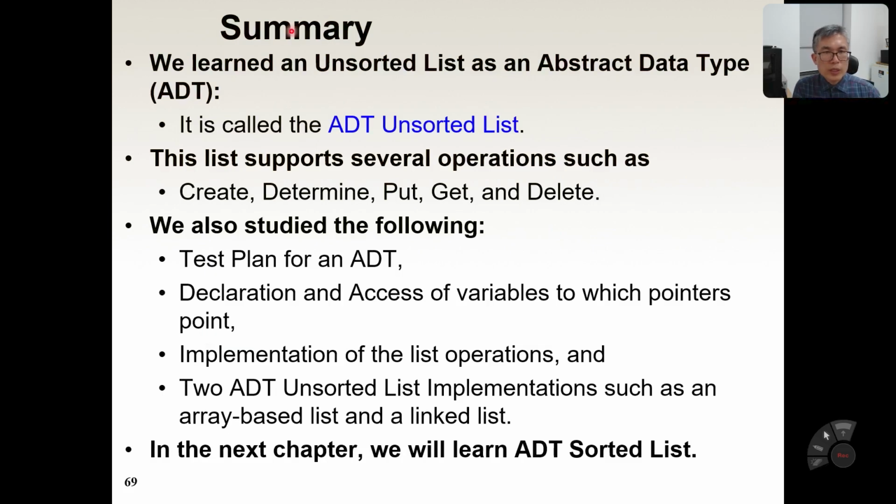In summary, we learned the unsorted list as an abstract data type, ADT. It is called the ADT unsorted list. This list supports several operations such as create, determine, put, get, and delete. We also studied the following test plan for an ADT: declaration and access of variables to which pointers point. And also we saw the implementation of the list operations. And finally, we saw two ADT unsorted list implementations, an array-based list and a linked list.